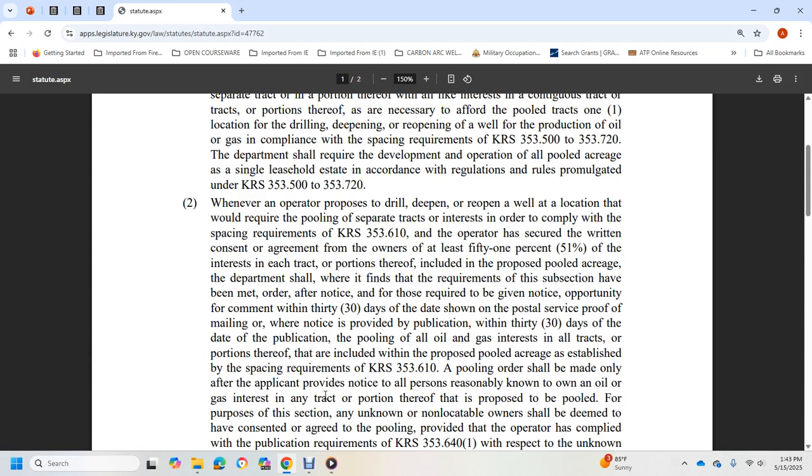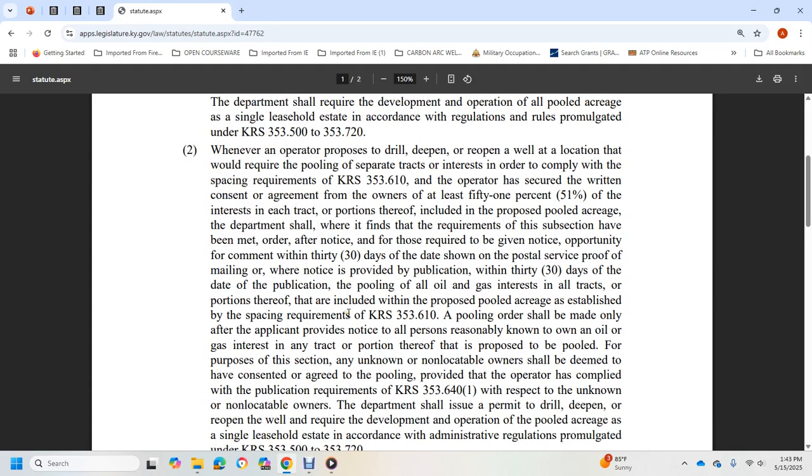The department shall, where it finds the requirements of the subsection have been met, order pooling after the required notice and opportunity for comment within 30 days, as shown by the postal service proof of mailing, or, where notice is provided by publication, within 30 days of the day of publication. The pooling of oil and gas interests in all tracks, including the proposed pooled acreage, is established to meet the spacing requirements of Kentucky Revised Statute 353.610.